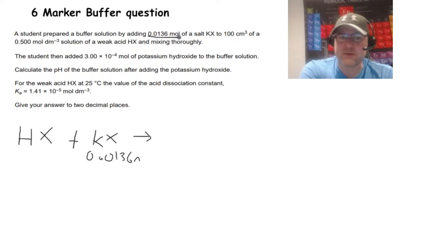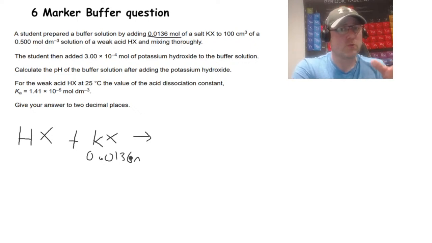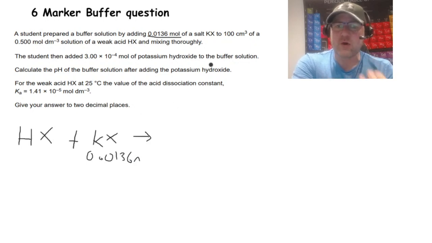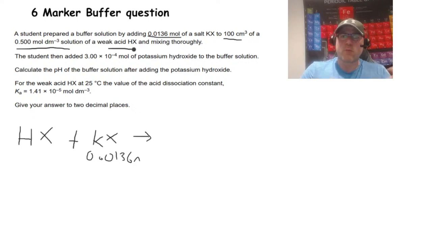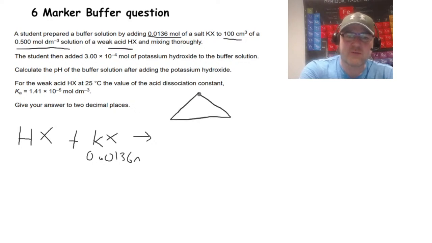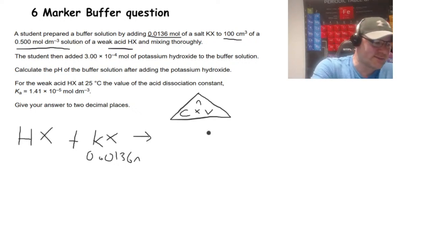So with these ones, you're dealing in moles, which they don't tell you in the CGP. You're often dealing with the moles. I've got 100 centimeters cubed of 0.5 moles per decimeter cubed of a weak acid HX. Can anyone work out what that is in moles? You need to use the formula n for number of moles over c times v. Let's work out our moles of weak acid.